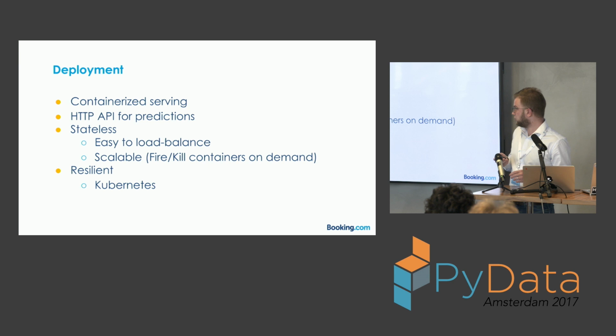Then to deploy the model, we use containerized serving. Basically, we built a very generic application that can serve almost every TensorFlow model. It exposes an HTTP API to query predictions. We containerized the stateless application we developed, which allows us to easily scale the serving part as we go. Also, we rely on Kubernetes to make the serving resilient, so we know that we have enough computing power to serve predictions.